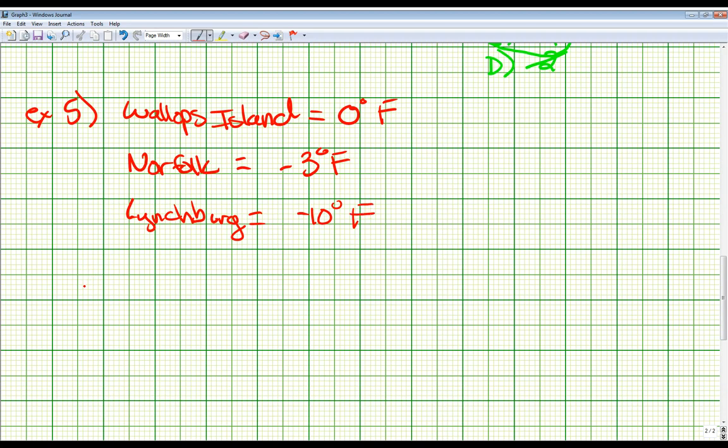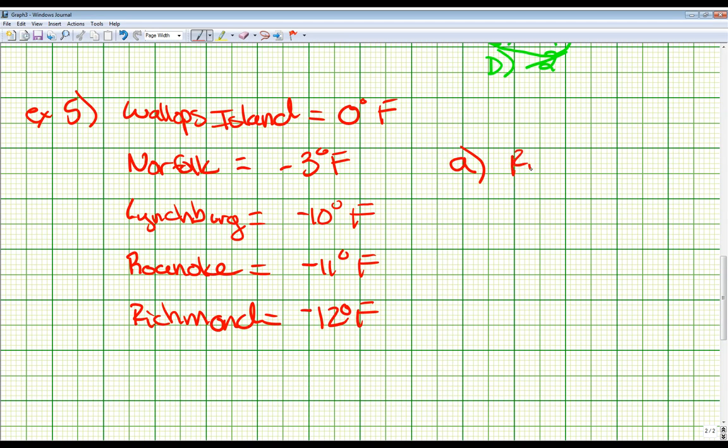Then we have 2 left, and the next one's going to be Roanoke. And that's going to be -11 degrees Fahrenheit. And lastly, we have Richmond with a whopping -12 degrees Fahrenheit. So going back to the questions they're asking us, question A says, which city has the coldest recorded temperature? So if this were a vertical number line, the one that's farthest to the lowest is going to be Richmond. So that's going to be the coldest, because it would be farthest down on our vertical number line.